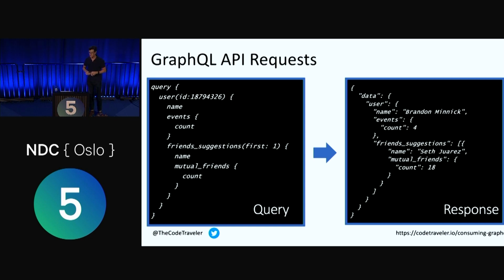And so I've specified a specific user, and then I say, for that user, give me their name, their upcoming events count, and give me some friend suggestions, but actually just one, just the first one. And for that friend suggestion, give me that person's name and our mutual friends count. And then what comes back from the server is this JSON response.